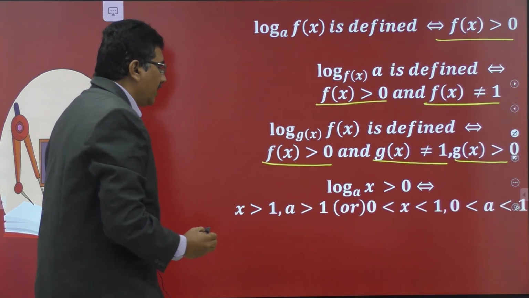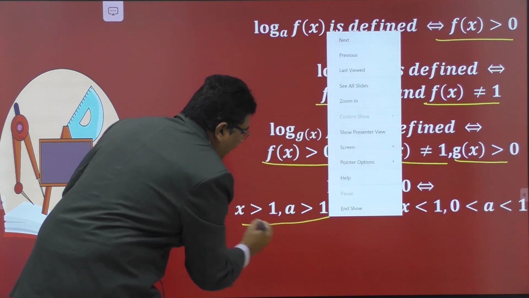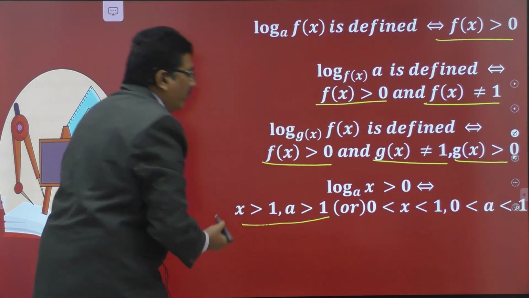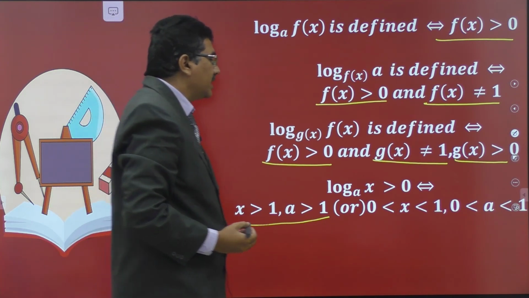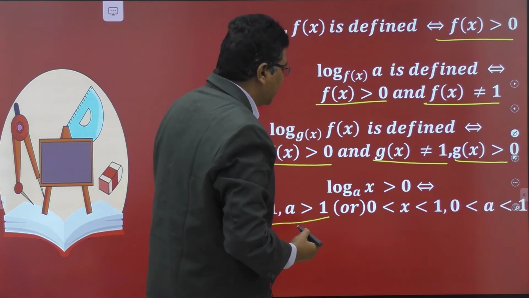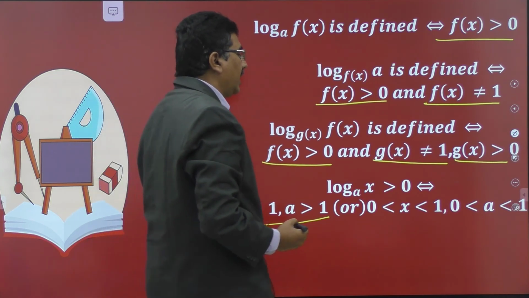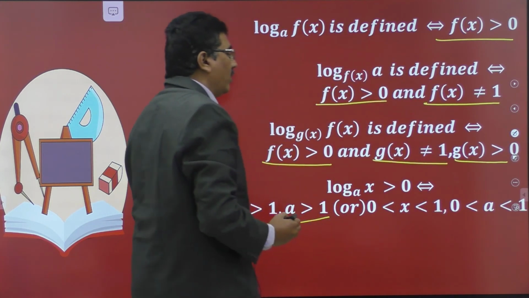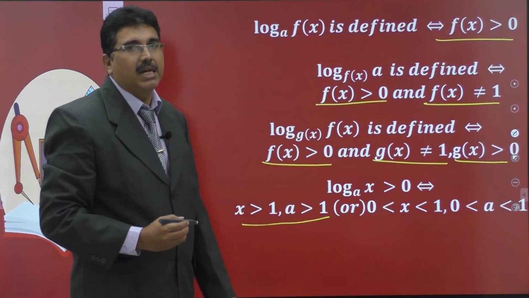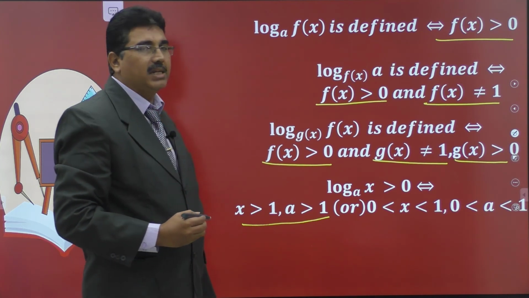Right? If x greater than 1 and a greater than 1, log x base a greater than 0. If x lie between 0 to 1 and a lie between 0 to 1. In this case also log x base a greater than 0.